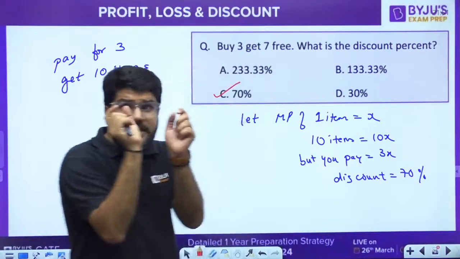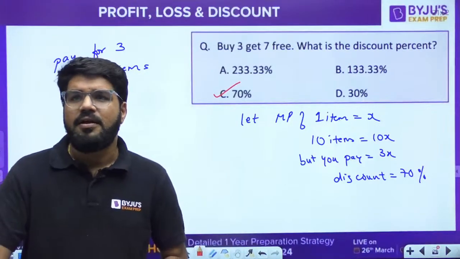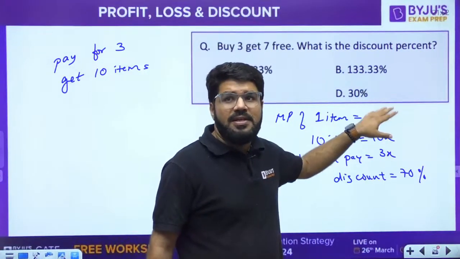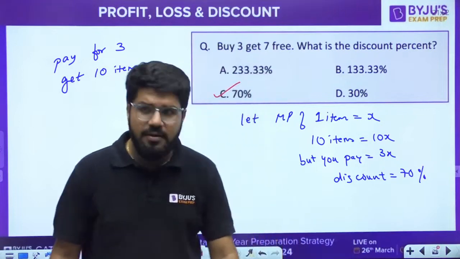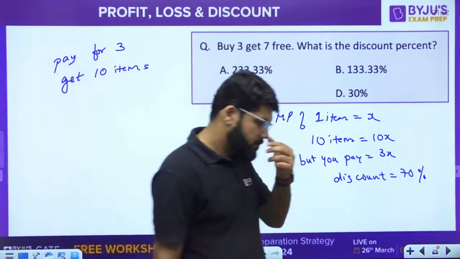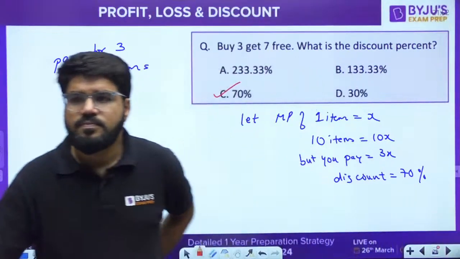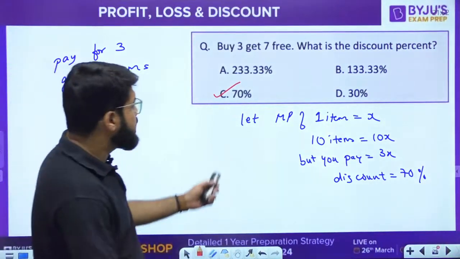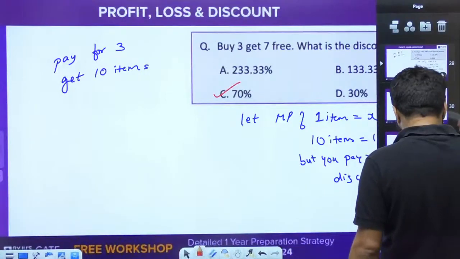That is why I was telling you, read the words and you get the answer. Don't need to put it in the formula. You have to pay 10X, but you pay only 3X. So instead of 10 rupees you are paying 3 rupees, so you are saving 7 rupees. So 70%. So it is 70%. Okay, it's a good question. The language was good, the rest is very simple.